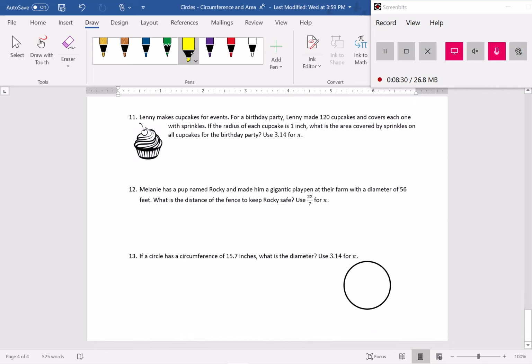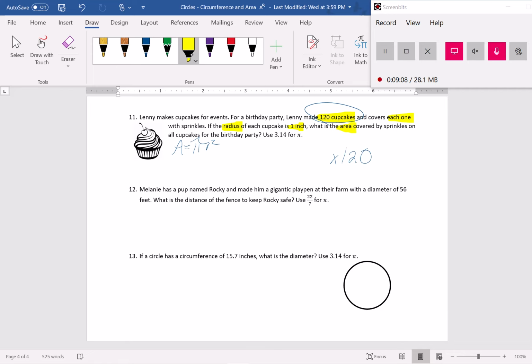Lenny makes cupcakes for events. For a birthday party, Lenny made 120 cupcakes and covers each one with sprinkles. If the radius of each cupcake is 1 inch, what is the area covered by sprinkles on all cupcakes for the birthday party? This one says area in it. Now, he made 120 cupcakes. So after you find the area, multiply times 120.